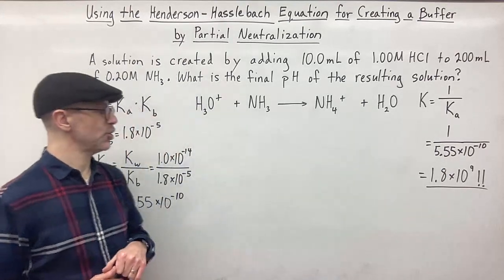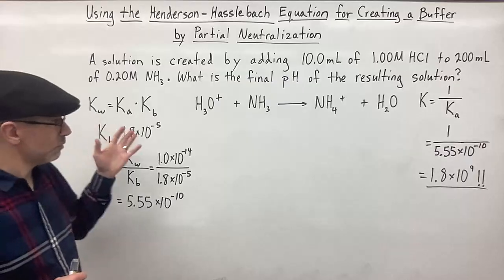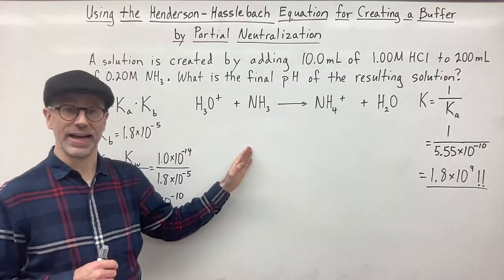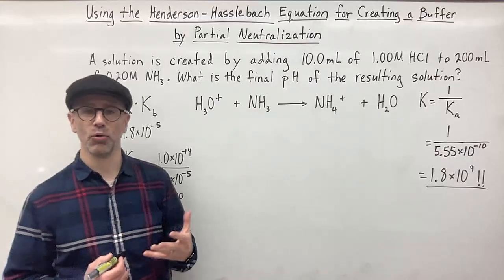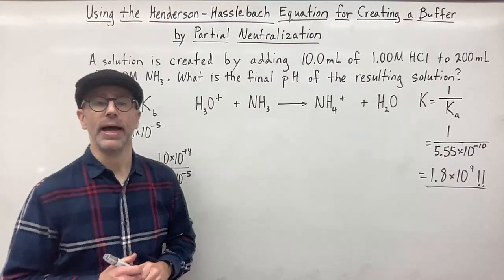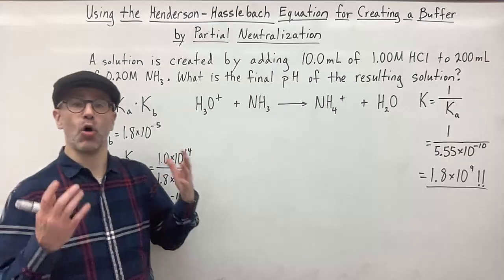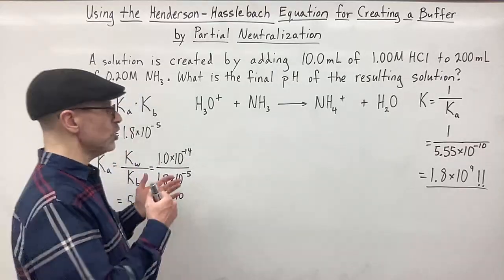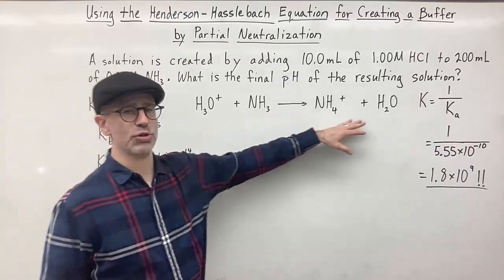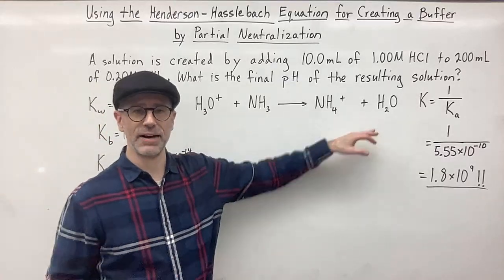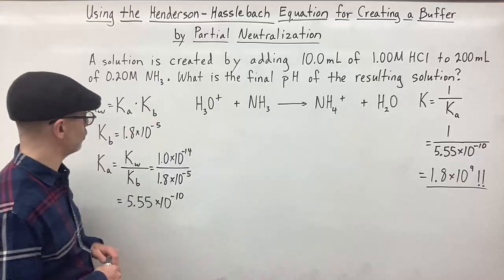So what we need to do is, first we would do an IF table or ICF table, do the stoichiometry first using moles or millimoles, and then go from there. So the first thing I want to point out is that this is going to go to completion, and we can identify that or prove that in the following way.